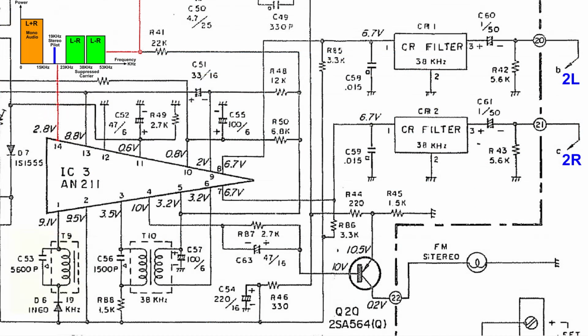Here is a 19 kHz tank circuit. The chip uses this tank circuit to detect the stereo pilot signal. And here's a video showing how the tank circuit can be used for that purpose.